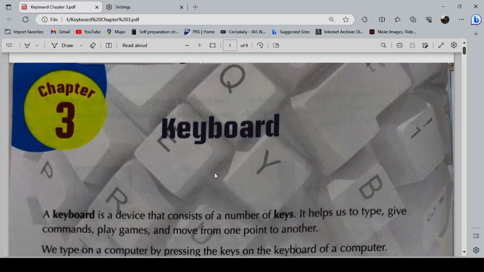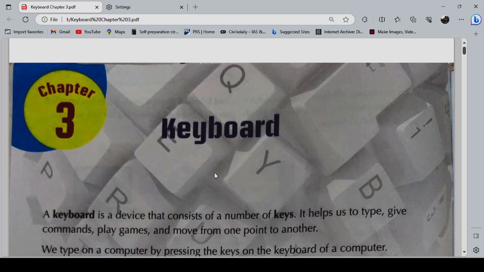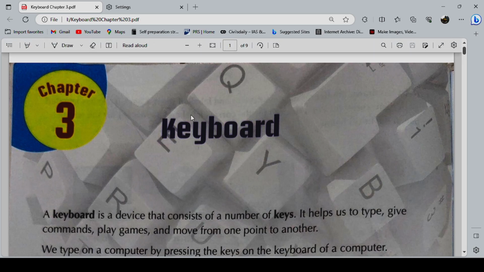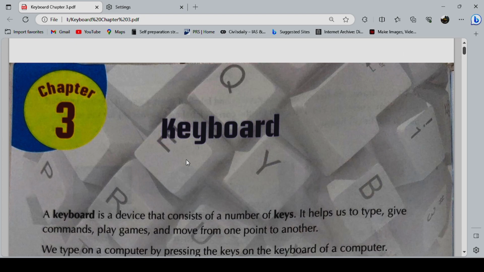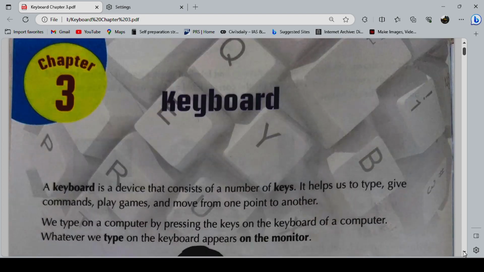So today we are starting off with the third chapter of the keyboard computer book, and the chapter is also about keyboard. We'll learn about keyboard in this chapter.